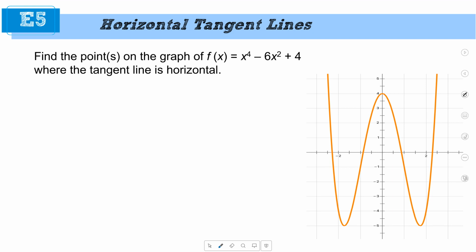Got a little overzealous here. Okay, so Max, how many answers would I expect to get in this problem? How many spots on that graph do you think the tangent line is horizontal?